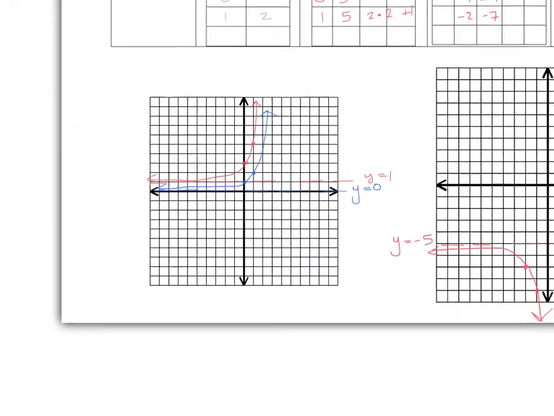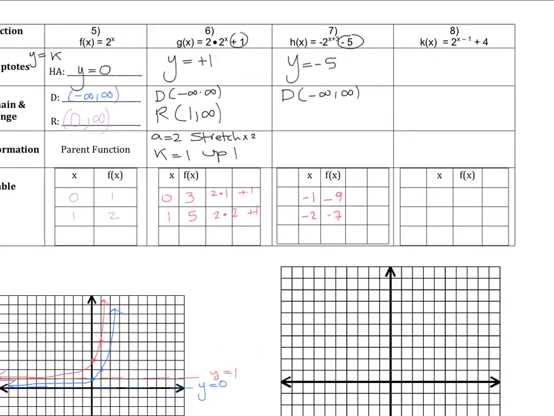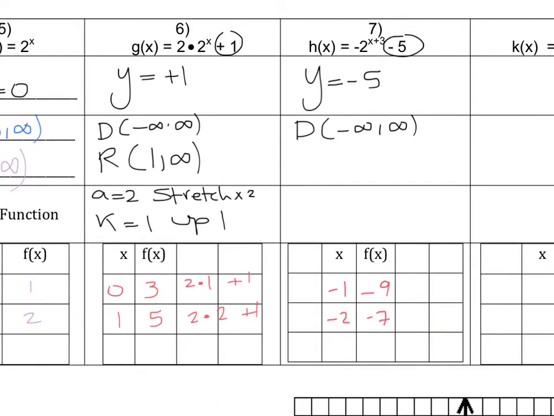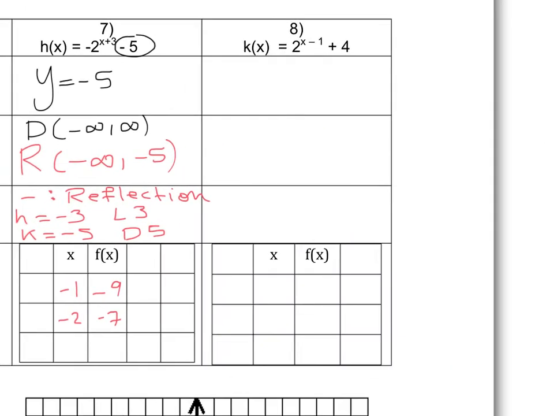As you can see, it's being reflected. So usually it's above the asymptote, now it's below. So see how it's being reflected? Because of the negative, let's go ahead and write the transformation. Let's do the range first. So it's going to be from negative infinity to the asymptote. And since we have a negative, we saw the reflection. And since h is negative 3, it moved to the left 3, and k is negative 5, so it went down 5. Now go ahead, try the last one on your own.